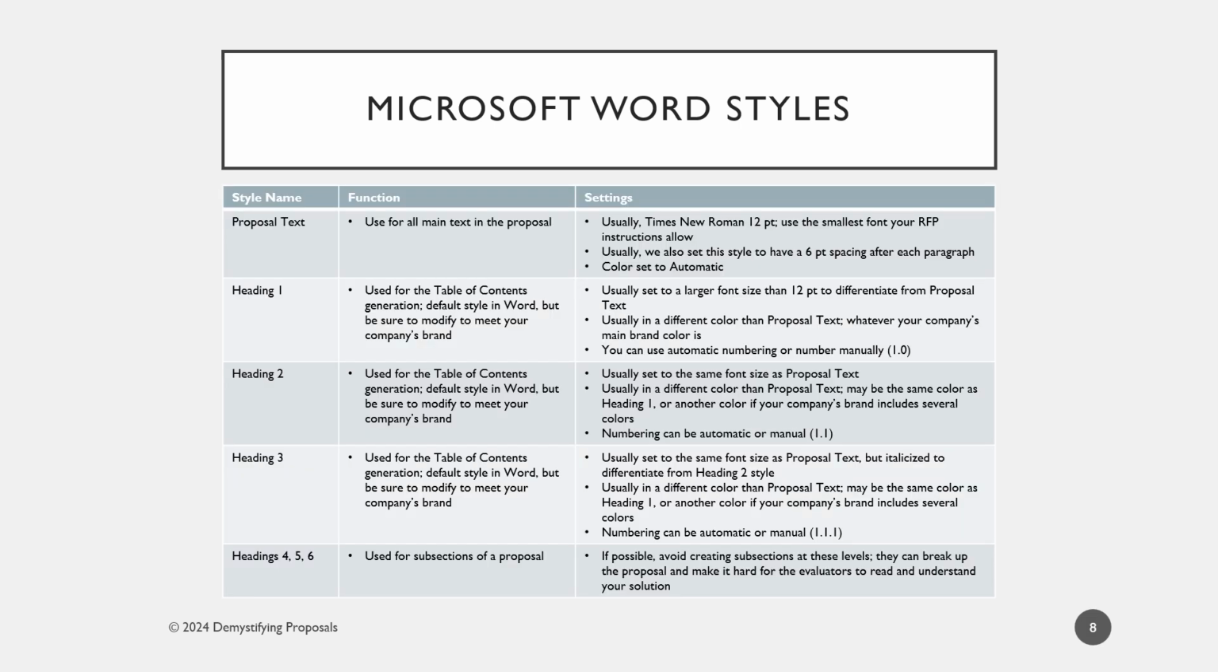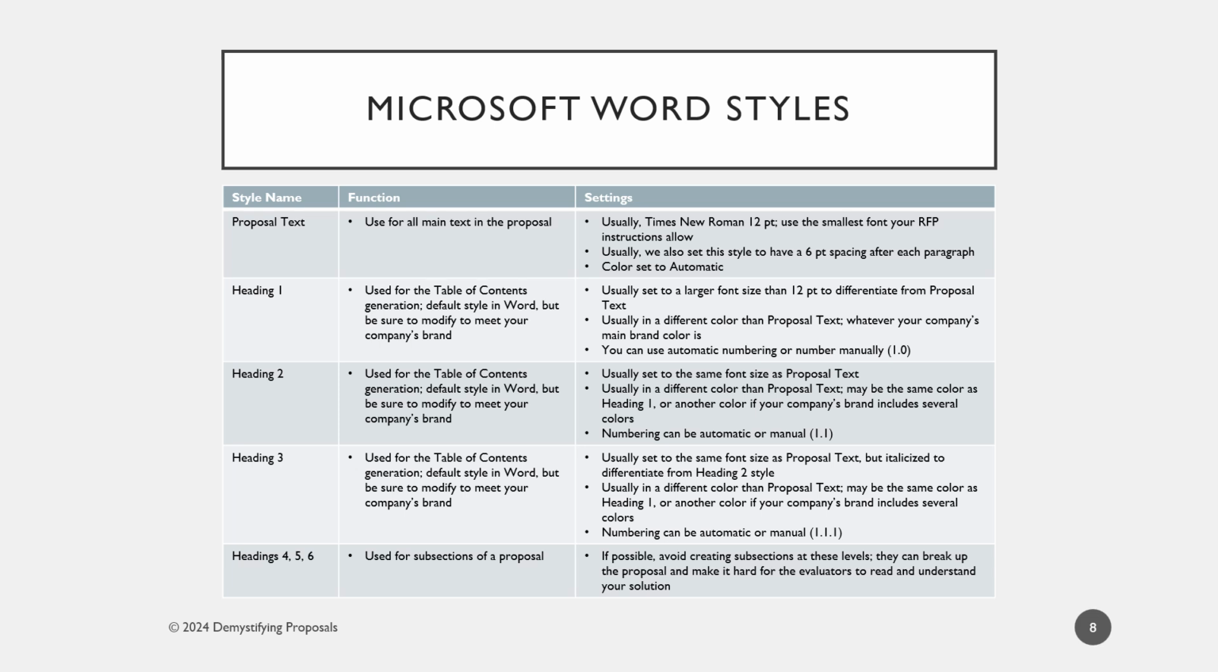We recommend that you not use normal as your proposal text style. Rather, set up a proposal text style that you use for all the main text within the proposal. Usually this is set to Times New Roman 12 point because that's usually the default of what RFPs require. If your RFP allows you to use a different size or a different kind of font, then absolutely set your proposal text to that style.